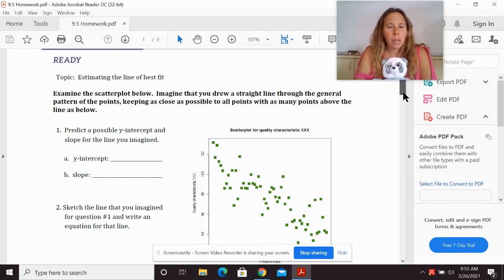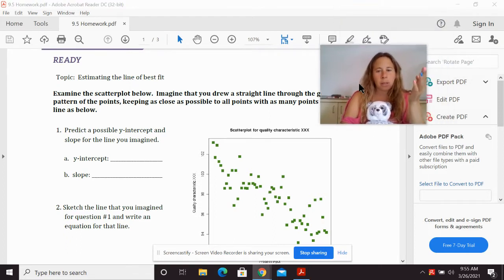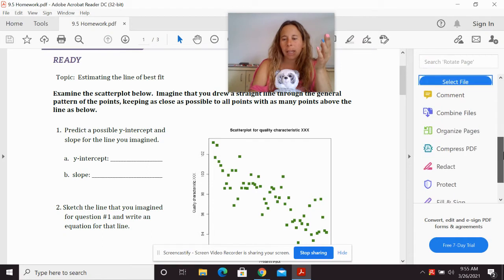Examine the scatter plot below. Imagine that you drew a straight line through the general pattern of the points, keeping as close as possible to all points with as many points above the line as below. So you're trying to draw a line through these points so that you have about the same number of points above and below the line. There are going to be a lot of answers for this one. You are not all going to get the exact same thing.